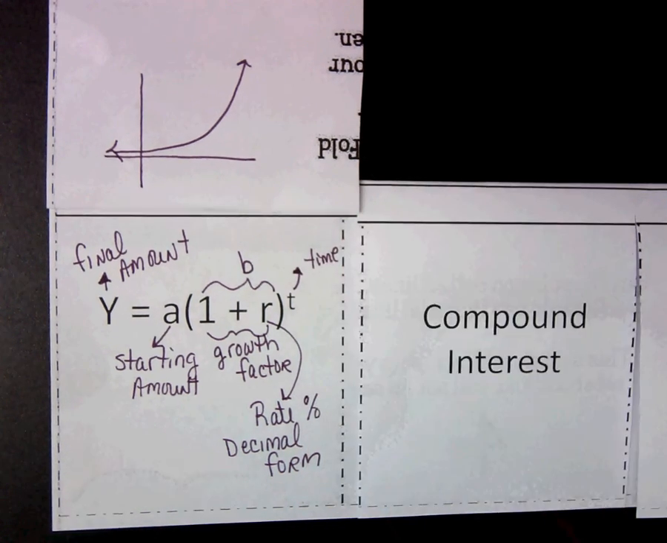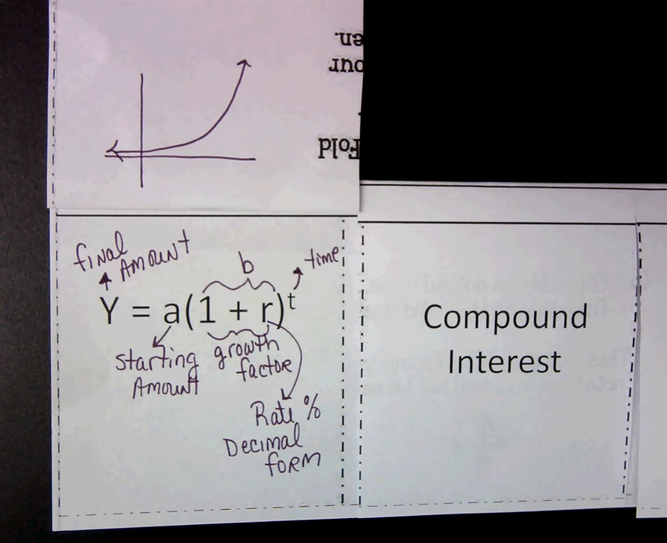Now you may be wondering, what does that 1 represent? 1 represents that 100% of what we're starting with. We have an amount of something, and then we're increasing it by a certain percent or a certain rate, and so we add it on. And that allows us to calculate the final amount.